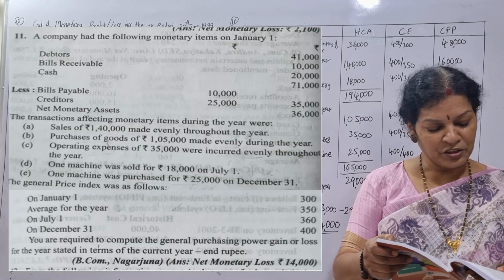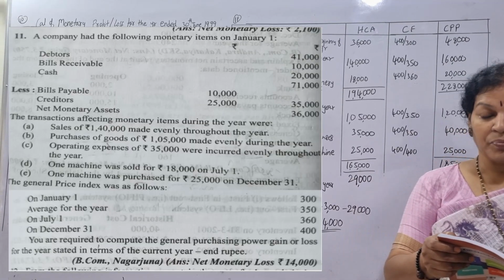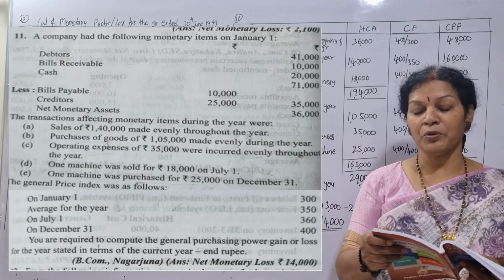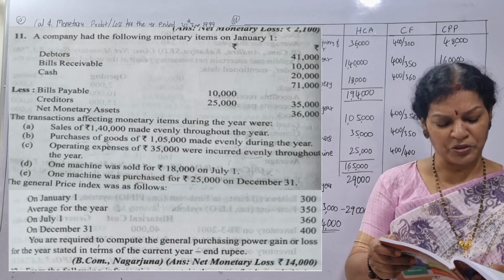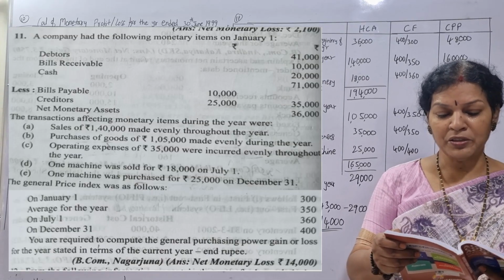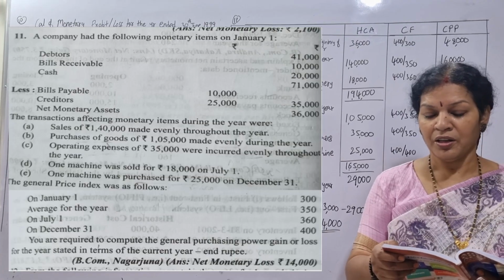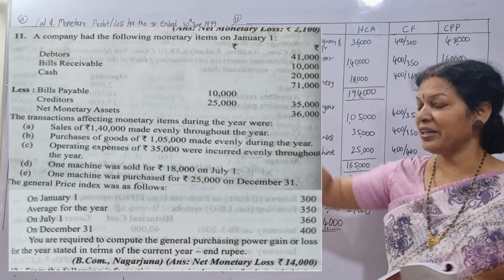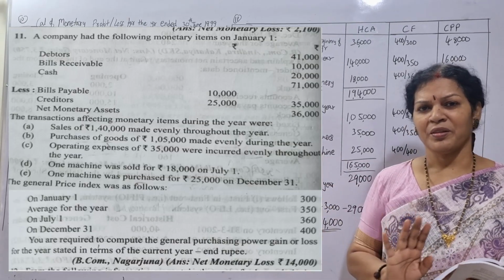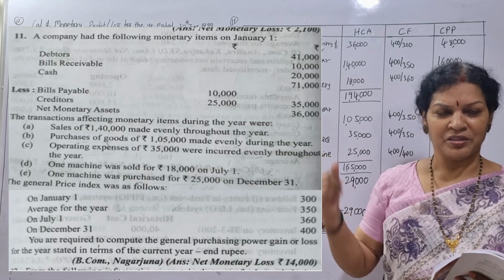So for the transaction like the machine sold, what is the factor you are going to take? 400 divided by 360, because it is clearly mentioned July 1st. Throughout the year means you will take the average. Understood? Very clear. I don't want to explain more, because if you understand this problem easily. If you have any doubt, you can see the solution.